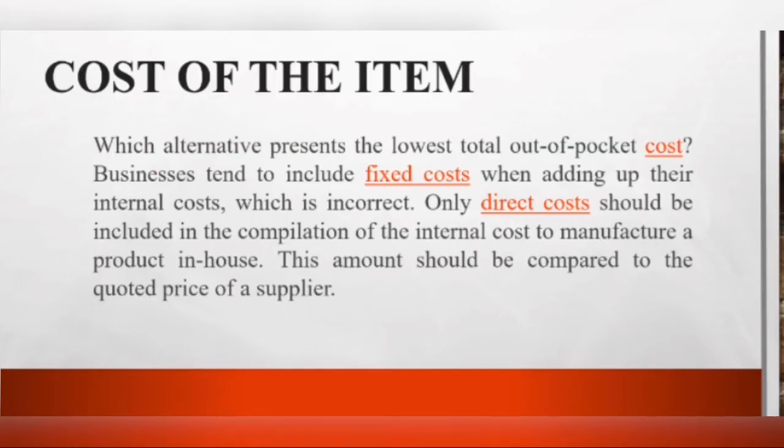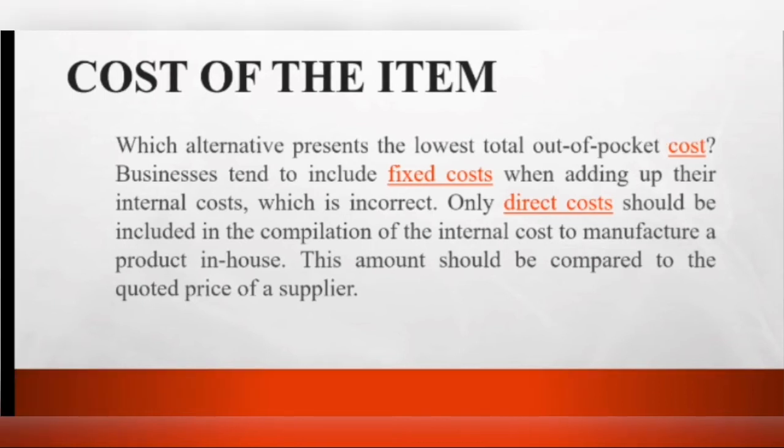One of these factors is the cost of the item. Which alternative presents the lowest total out-of-pocket cost? Businesses tend to include fixed costs when adding up their internal costs, which is incorrect. Only direct costs should be included in the compilation of the internal cost to manufacture a product in-house, and this amount should be compared to the quoted price of a supplier.